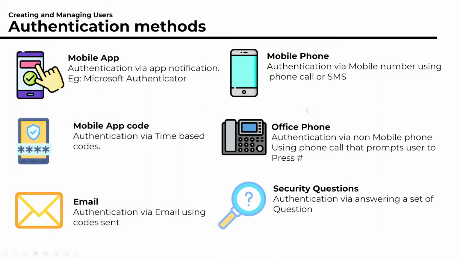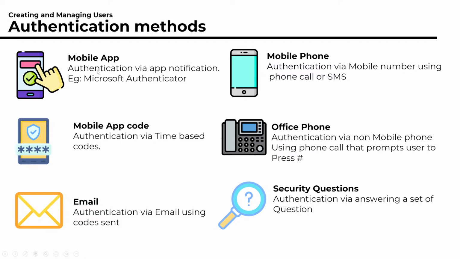If we look at the authentication methods, how do we authenticate to the application, or to the service? We have multiple ways for authentication. We can authenticate through the mobile app, or through the mobile app code, or through the email service, or the mobile phone, or the office phone, or through security questions. I guess most people might have seen at least one of these authentication methods by now.